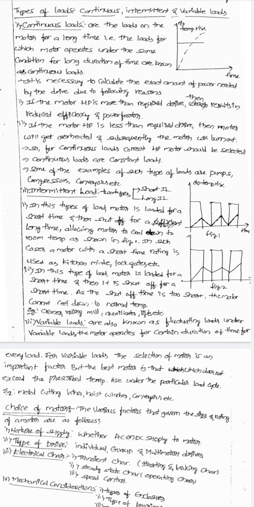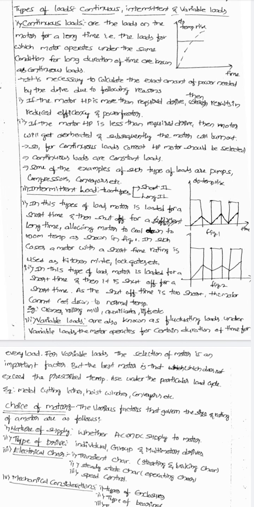Compared, which one is best? The first one is best despite the reduced efficiency. Some amount of operation will still be done when HP is more than the drive, whereas when HP is less than the drive, the motor burns out completely. For continuous loads, the correct HP motor should be selected. The motor should be selected in the correct way.